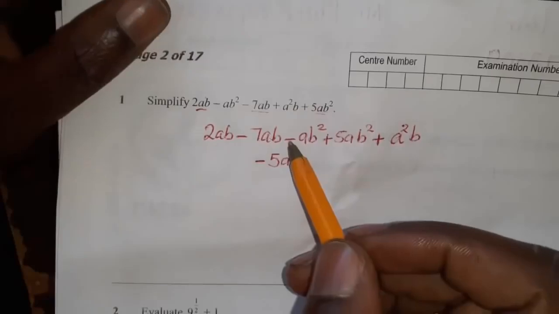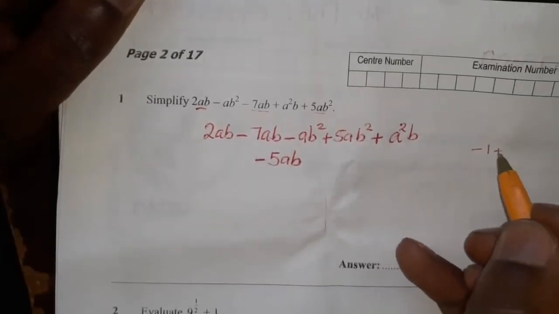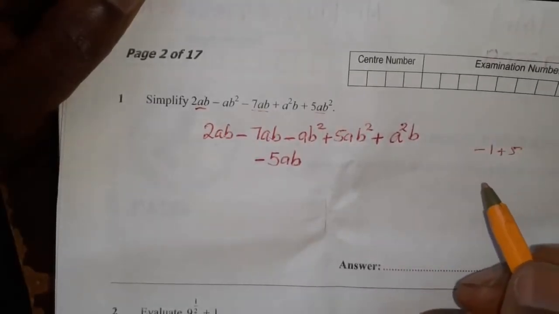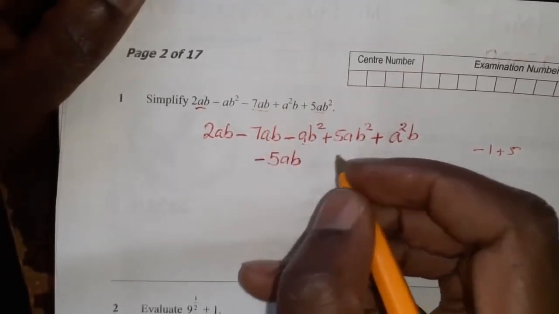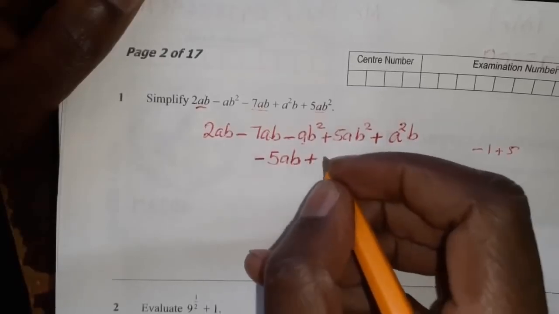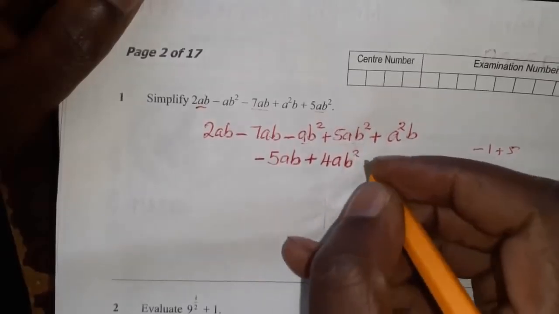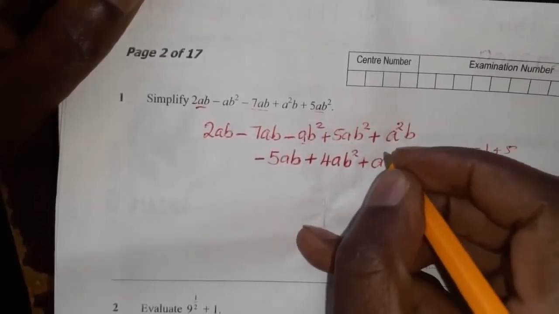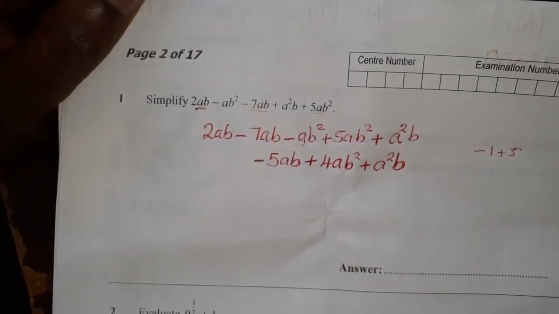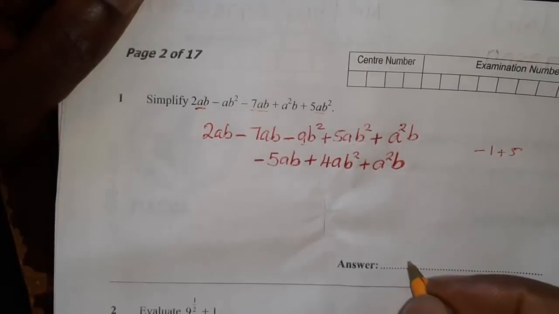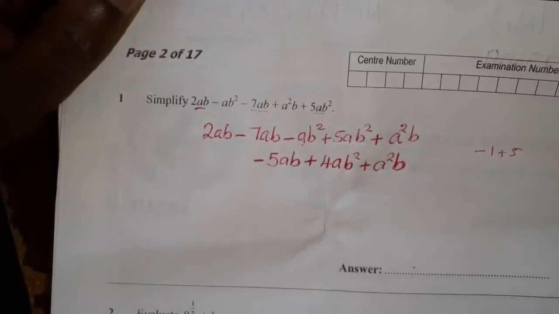Take note that this one is a like term to this one, so when simplifying them, you need to take note of this sign here. Minus ab squared plus 5ab squared gives us plus 4ab squared, plus a squared b. So this is our answer, which you can bring down. You are supposed to write it here also. I hope this is very clear.